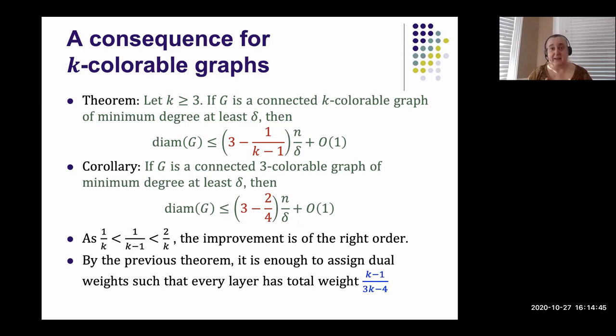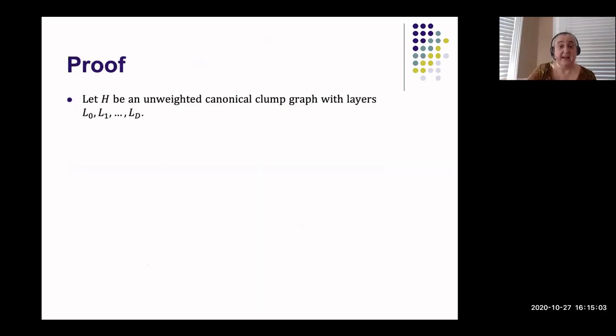And what I have said earlier, it's enough to assign dual weights such that every layer has total weight (k minus 1) over (3k minus 4), because then the 1 over u that I had before is going to be (3k minus 4) over (k minus 1), and that works out to be exactly what I want. And that's what we do.